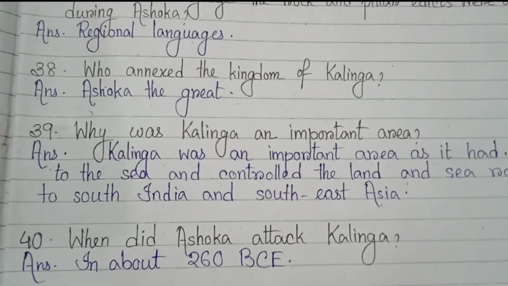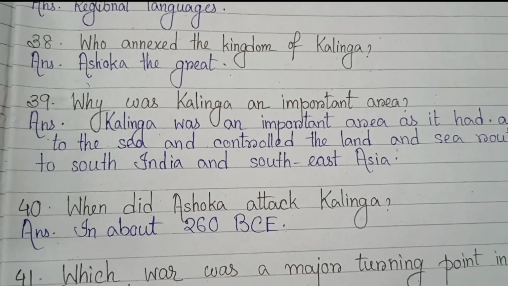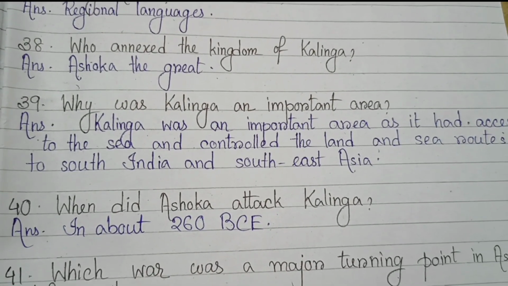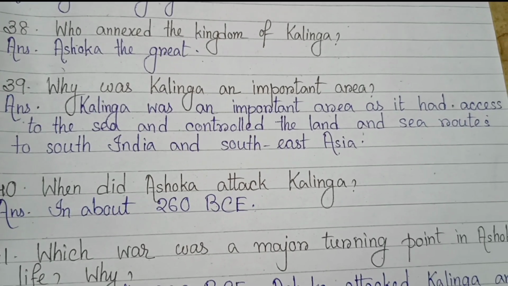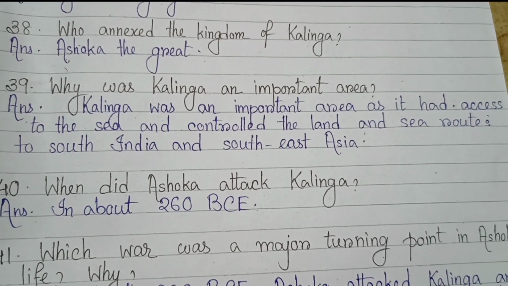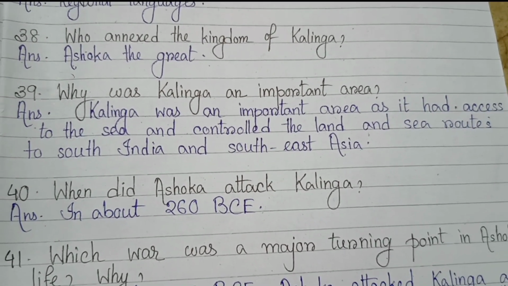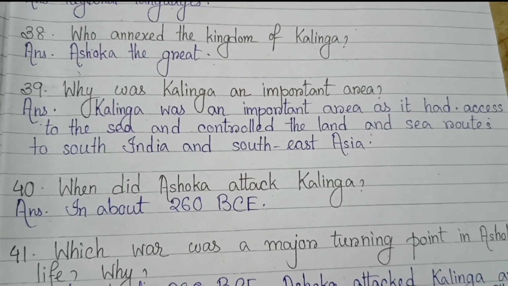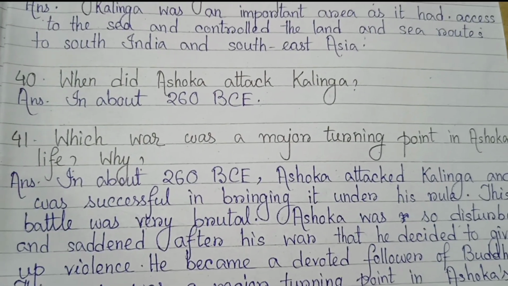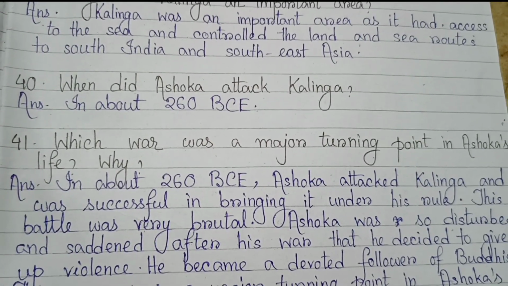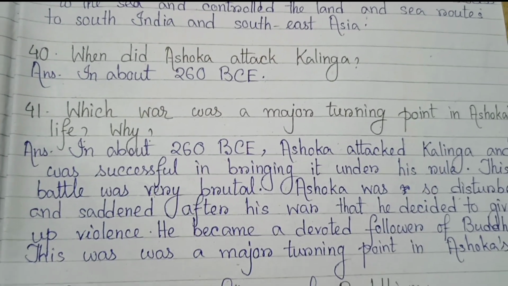Ashoka the Great. 39. Why was Kalinga an important area? Kalinga was an important area as it had access to the sea and controlled the land and sea routes to South India and Southeast Asia. 40. When did Ashoka attack Kalinga? In about 260 BC.